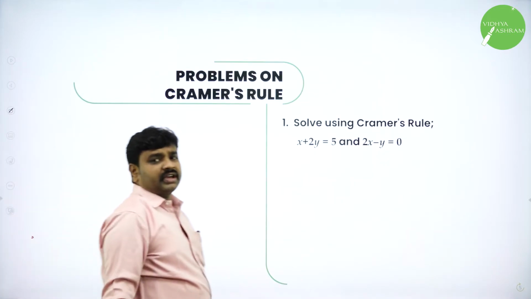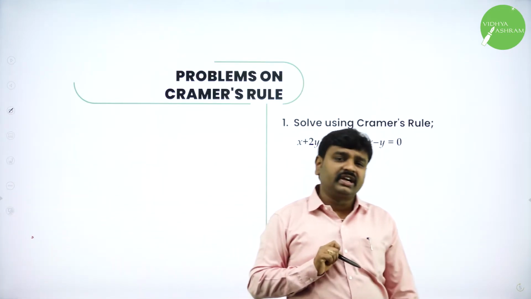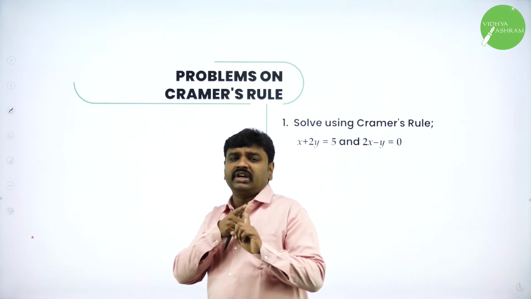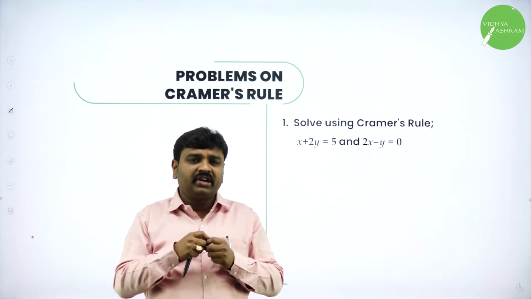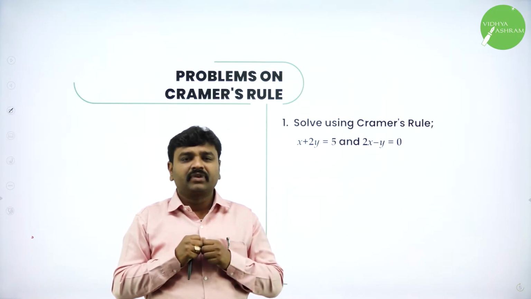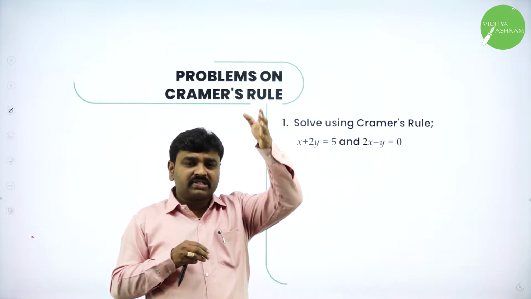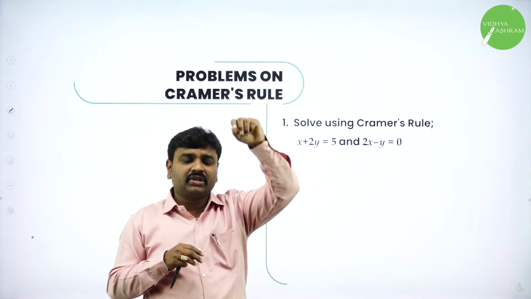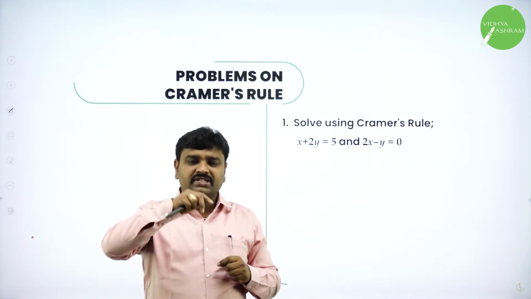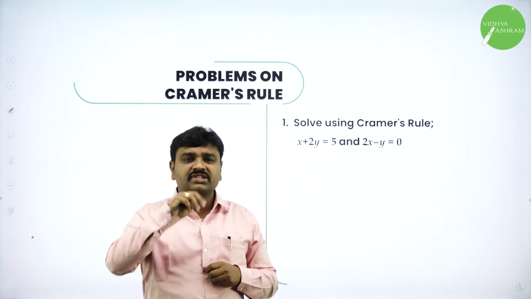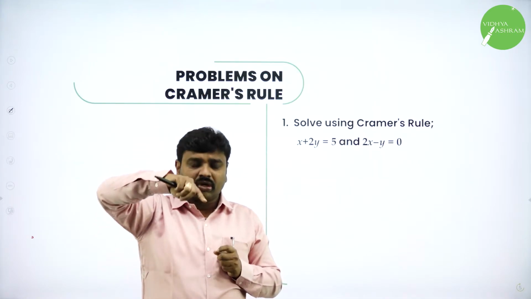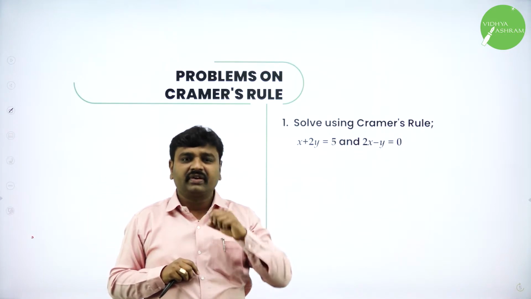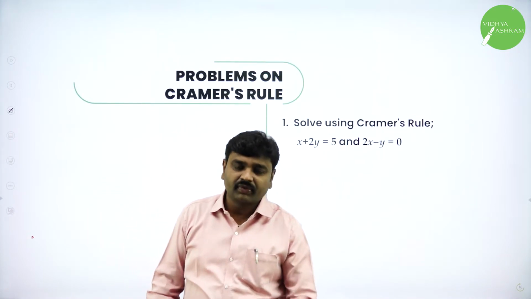If you want to solve by Cramer's rule, the first step is finding delta. How to find delta? Take the coefficients of x and y, form a determinant, expand it, you will get delta. Second step, replace the first column of delta with constants and expand, you will get delta x. Third step, replace the second column with constants and expand, you will get delta y, and x is delta x by delta, y is delta y by delta.